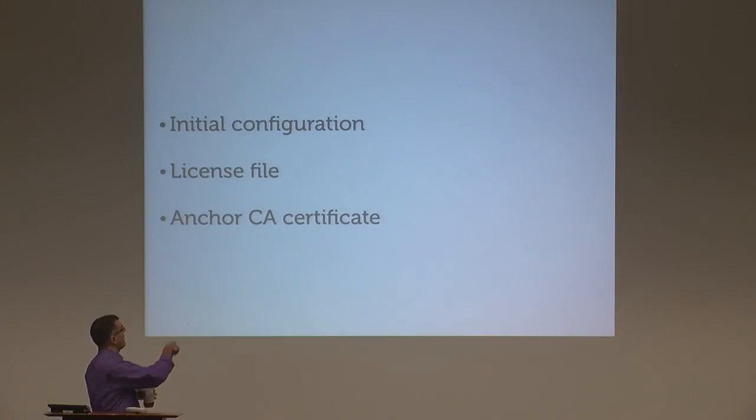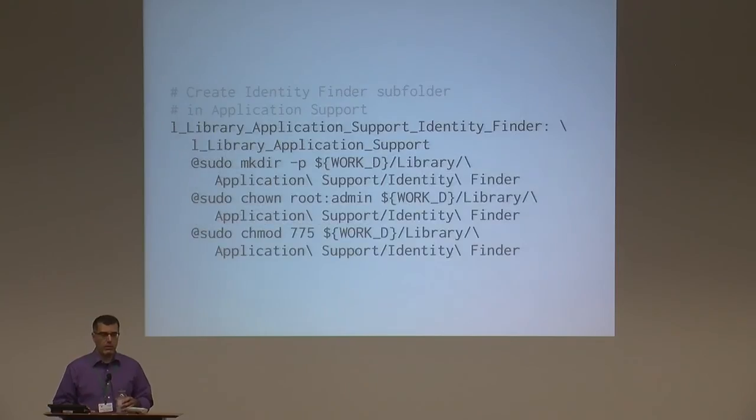So there's 3 files here that we want to deploy: an initial configuration file, a license file, and an anchor CA certificate that is the one used to sign the server's certificate. Okay? So these are things we might have to do in the real world. So to handle all of this, we start by creating a location inside the application support folder.